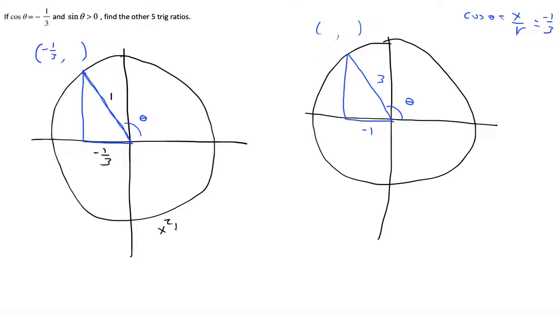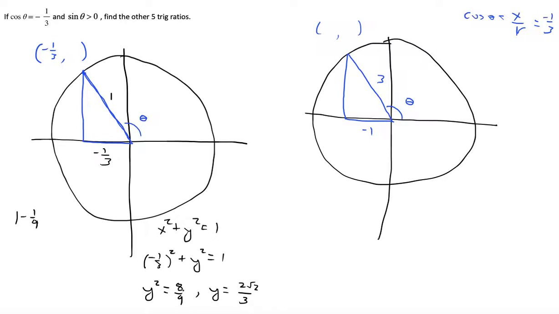x squared plus y squared is equal to 1. Okay, so we got negative 1/3 squared plus y squared is equal to 1. 1/3 squared is 1/9, right? So y squared is going to equal 1 minus 1/9. Okay, get the LCD, 9 over 9. This is equal to 8 over 9. Okay, so then y is going to equal the square root of that, right? The square root of 8 is 2 radical 2. The square root of 9 is 3.